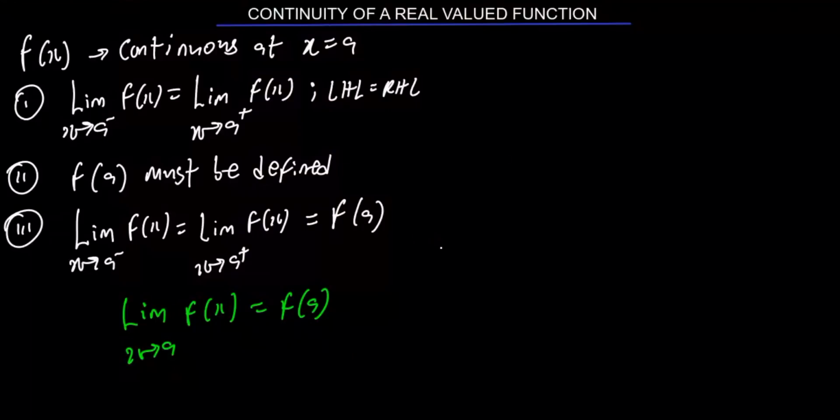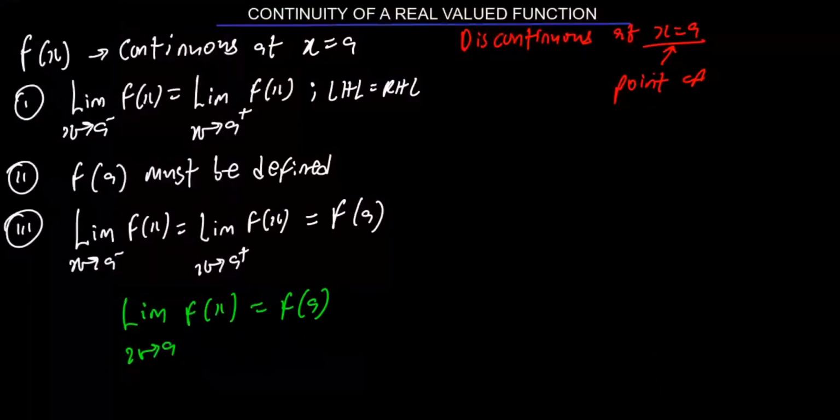Now, let me say a function is not continuous. If a function is not continuous, it means that the function is discontinuous. So, if this function is not continuous at x equal to a, we will say that the function is discontinuous at x equal to a. It means that x equal to a is a point of discontinuity. That is it.